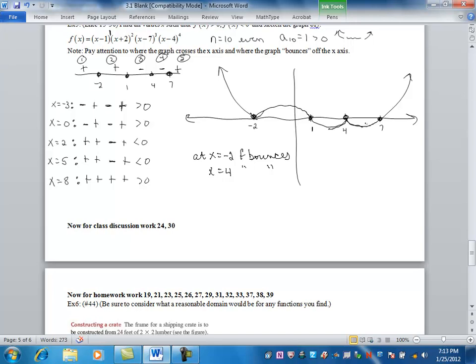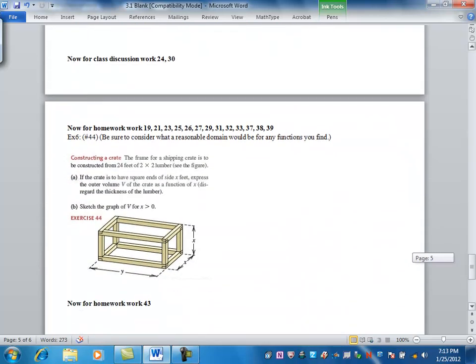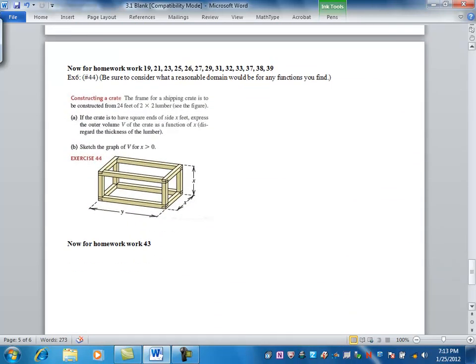Alright, and so for class discussion, I'm going to ask you to work 24 and 30, and then here you go, folks. You'll get a little bit of a workout with that list of problems, but it'll be good practice. Alright, and of course, what would a section be without a word problem to wrap us up, huh? Just wouldn't be right if we didn't have that word problem there. Let's see what's happening here. And it says, be careful to consider what a reasonable domain would be for any function that we find.